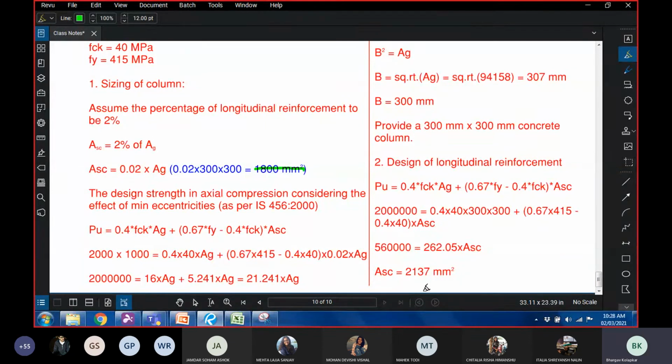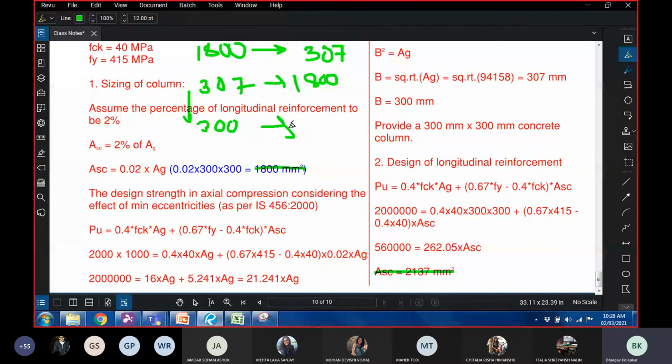So let's just compare with what these numbers mean. Okay. So for 1800, what I required is 307. Okay. Let me write it the other way. For 307, we required 1800. So if I'm reducing 307, so if I say 300, we can expect this number to go up, and that number is 2137.